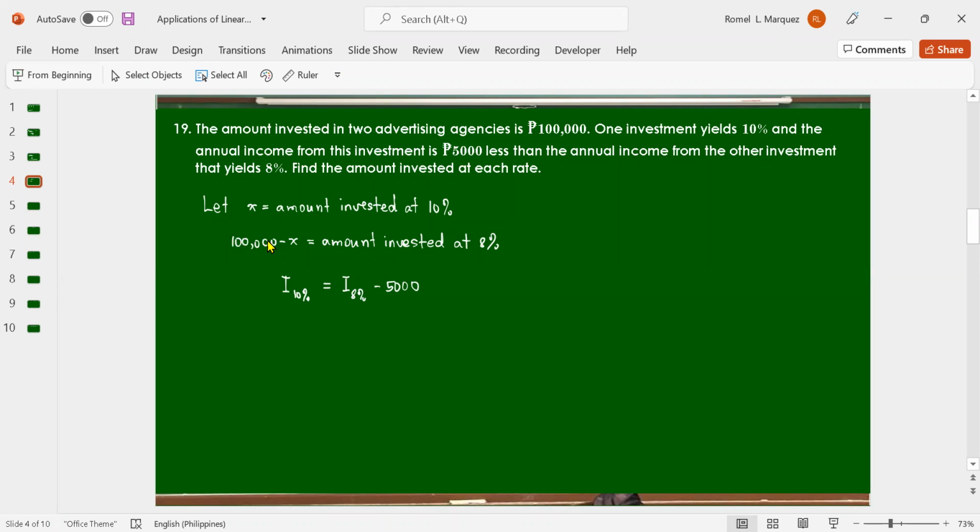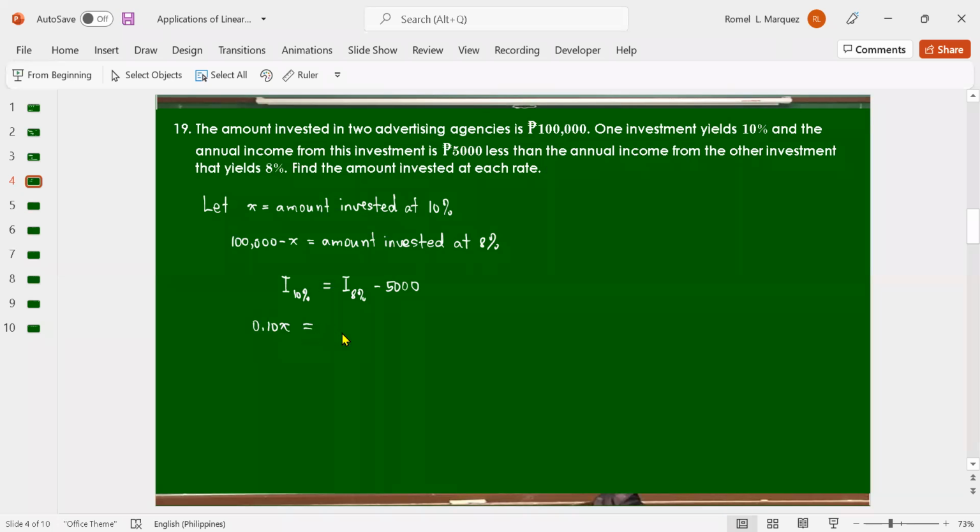Ayan, 1, 2, 3. Okay now guys? So, for the 10%, what is the interest? That is the amount of investment, that is X times what? Times 10%.